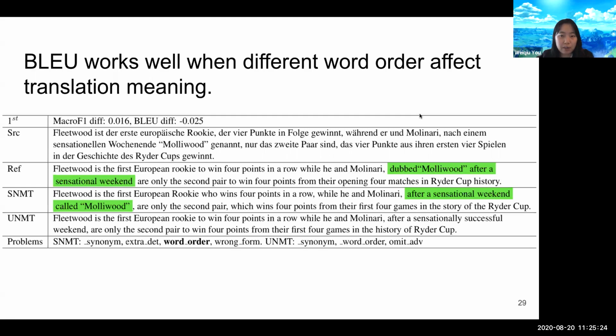So this is an example where different word order affects translation meaning. It says he and Molinari dubbed Mollywood. So dubbed Mollywood describes he and Molinari. But in SNMT, the word order is changed, and it describes after a sensational weekend, which definitely is wrong in this case. But BLEU can figure out this difference, and BLEU says UMT is better in this case.